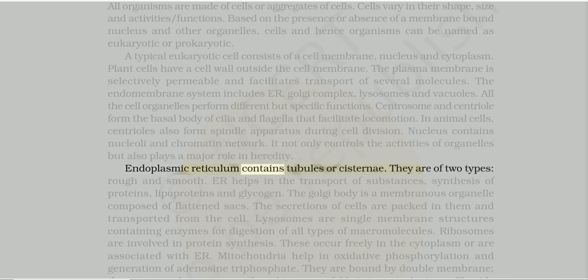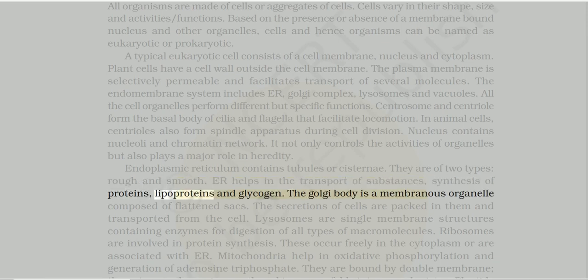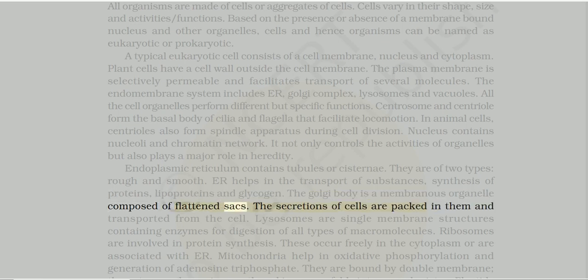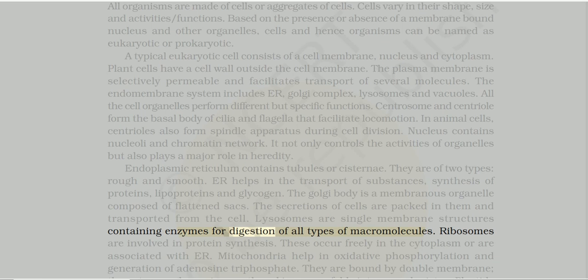Endoplasmic reticulum contains tubules or cisternae. They are of two types: rough and smooth. ER helps in the transport of substances, and synthesis of proteins, lipoproteins and glycogen. The Golgi body is a membranous organelle composed of flattened sacs. The secretions of cells are packed in them and transported from the cell. Lysosomes are single membrane structures containing enzymes for digestion of all types of macromolecules.